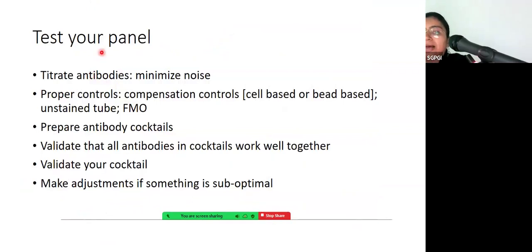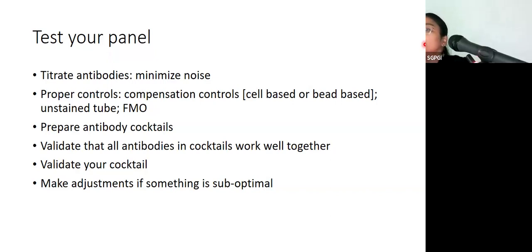Now, once you get your panel, you titrate your antibodies. Titration Kunal has shown you. You have to run controls. So compensation controls he referred to. In addition to that, the unstained tube acts as a very good control because it gives you the amount of background fluorescence that your cells with that particular processing have. In addition to that, something called fluorescence minus one, and I'll tell you that in a little bit of time.